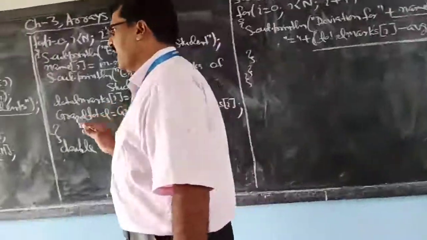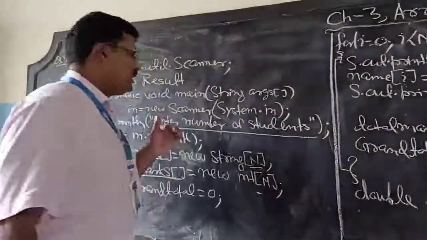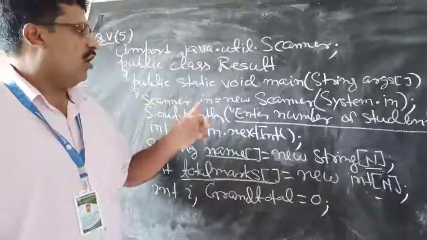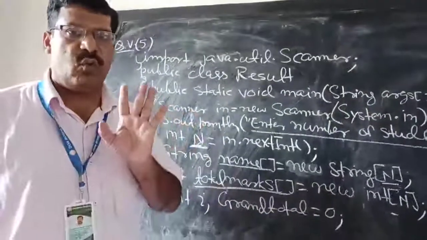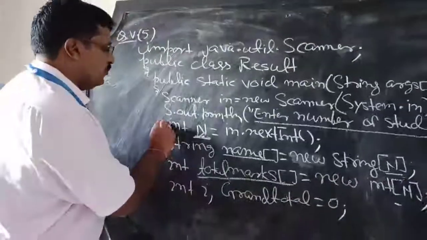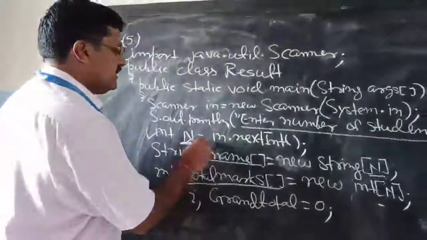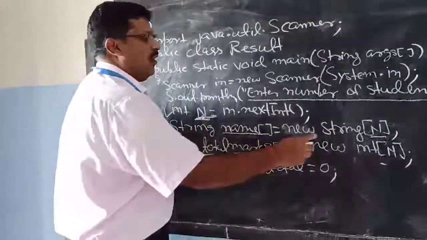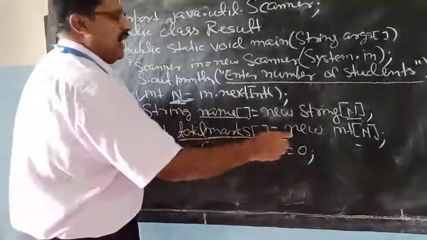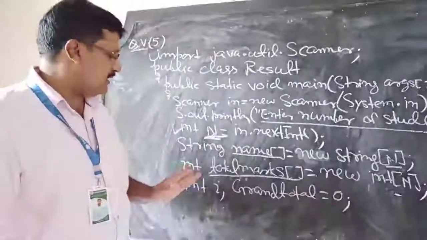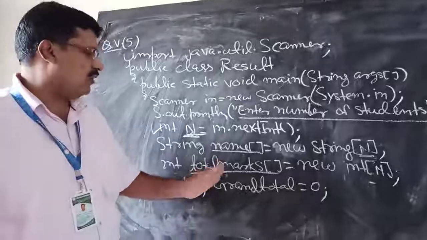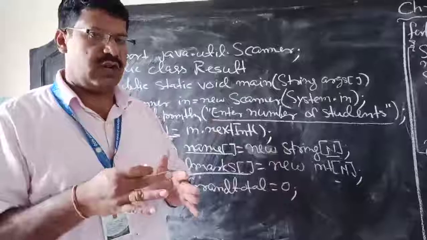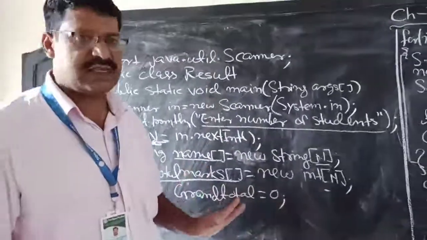The program is done. So once again, what is the question? The question was to create 2 arrays, one for the name and one for the total marks of n number of students. We do not know the total number of students, so we input the value of n. This is the total number of students, and you have created a name array of string type of size n and total marks array of int type of size n. So 2 arrays are created. Then you have taken the index variable i and grand total to find the sum of all the total marks, to calculate the class average.